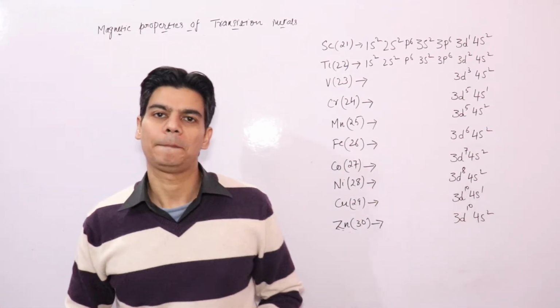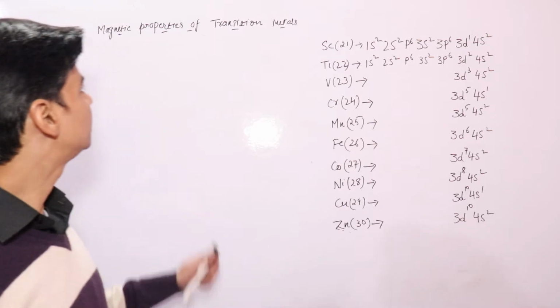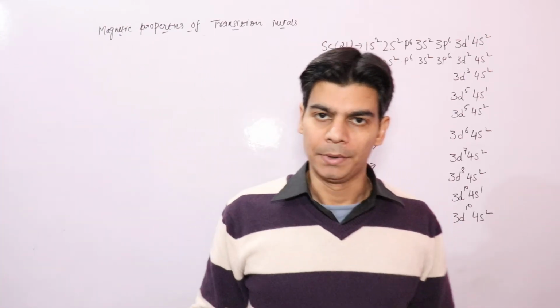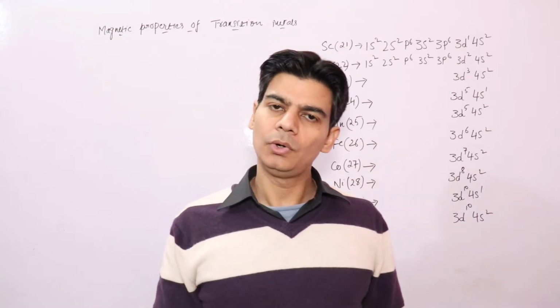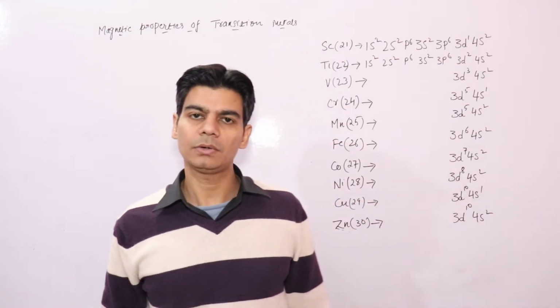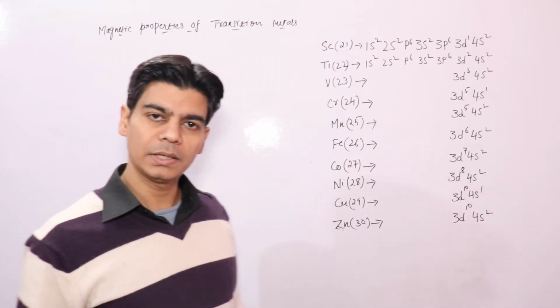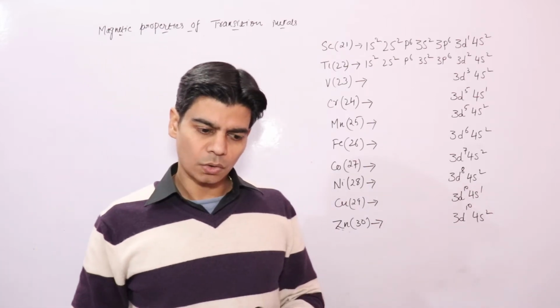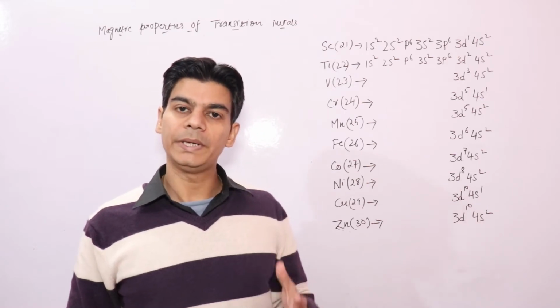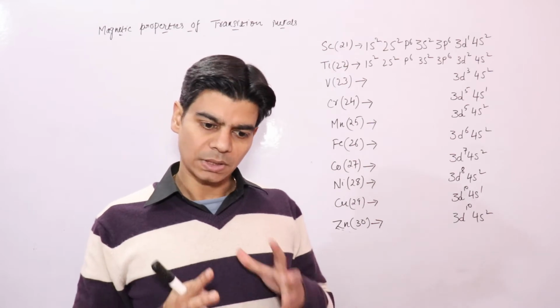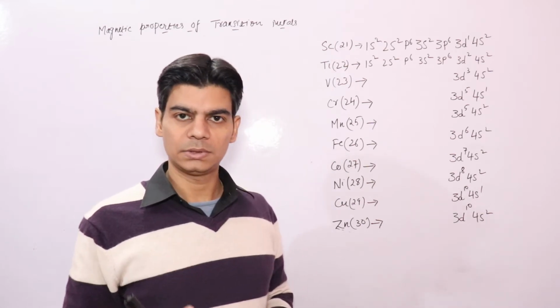Hi everyone. In today's class we will look at magnetic properties of transition metals. We will look at the magnetic behavior of transition metals and ions. And when we talk about magnetic behavior, based on the behavior of substances in a magnetic field, substances are divided into three categories.